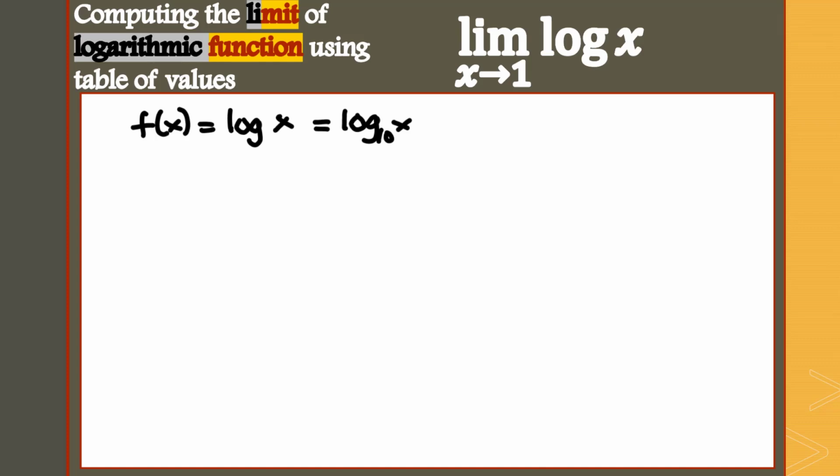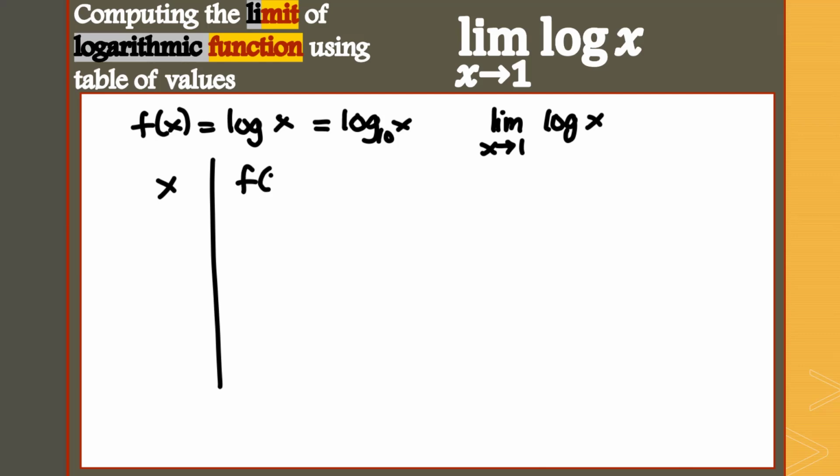The same idea, because we need to establish the table of values from both sides, from the left of the value of 1, because you will have here the limit of the said logarithm of x as x approaches 1. We need to establish the table of values from the left of 1 and from the right of 1. And if the limit for both are equal to each other, then we can proceed with deciding that as the limit of our given function here. So let's start with the values from the left of 1. So let's have here x and f of x.